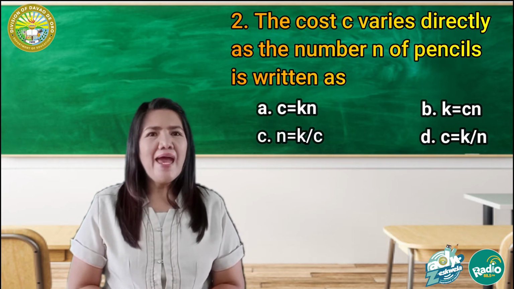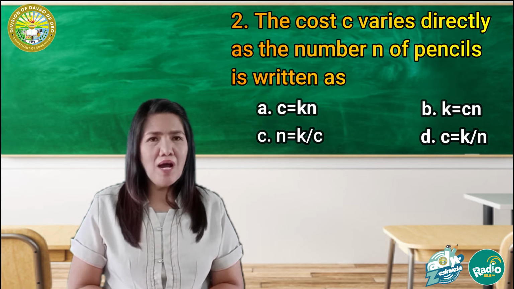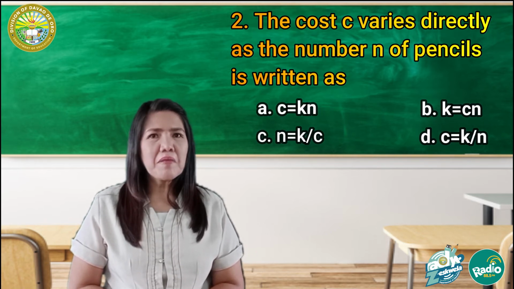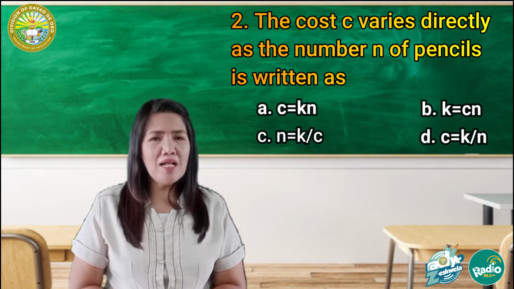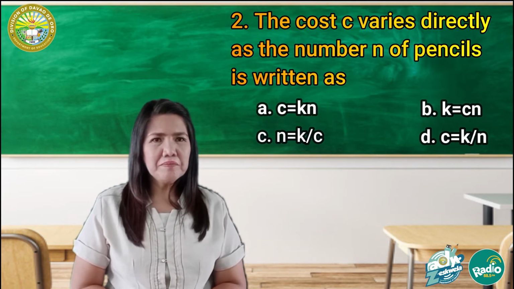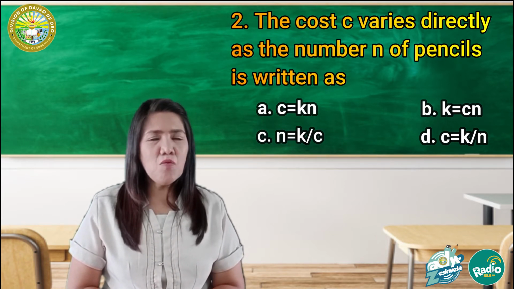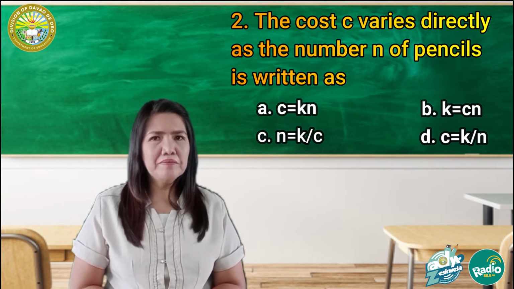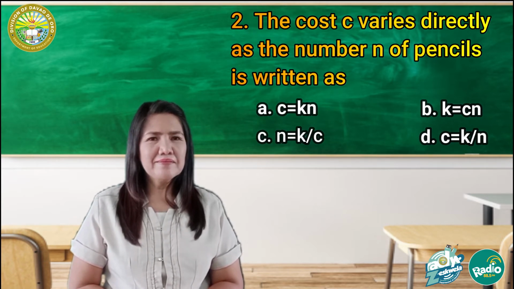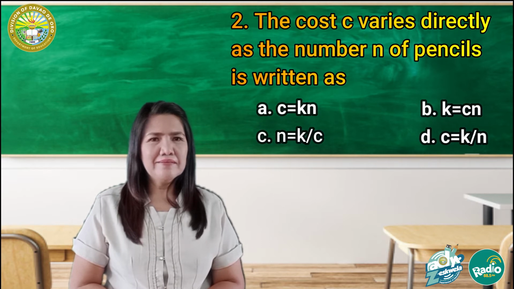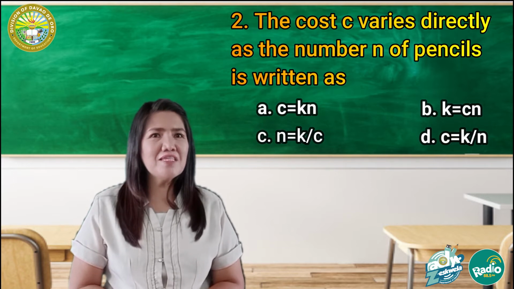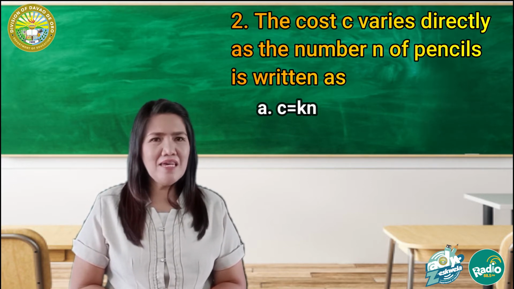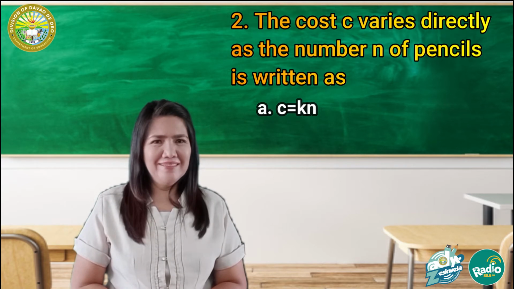Again, A. C equals Kn, B. K equals Cn, C. n equals K over C, D. C equals K over n. Ballpens up! The correct answer is letter A. C equals Kn.